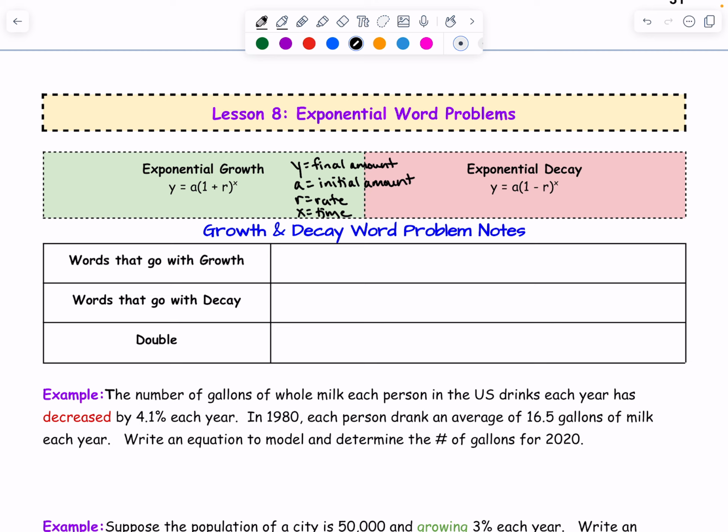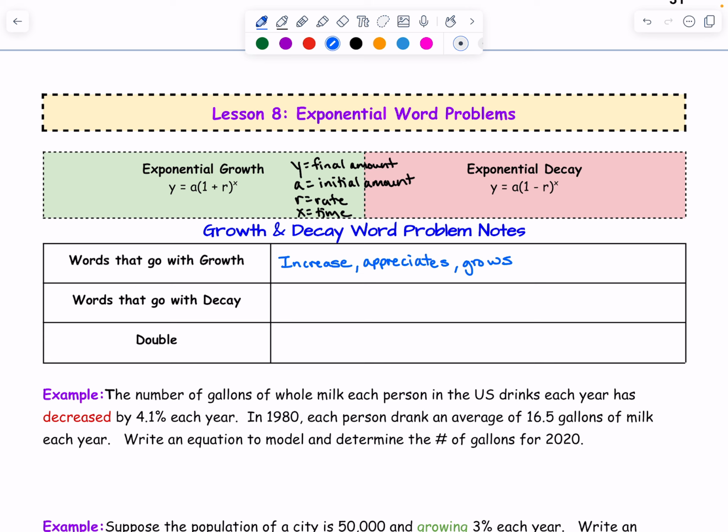So let's take a look at some words that you might see when you come across a growth or a decay or a problem that wants you to double something. So words that go with growth are increase, increases, things like that, appreciates, and the word growth itself also comes up in problems that deal with growth.